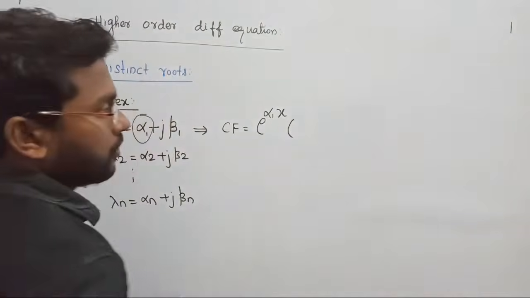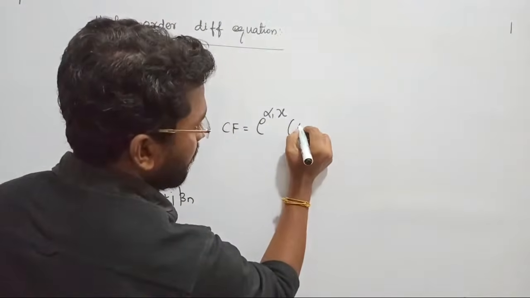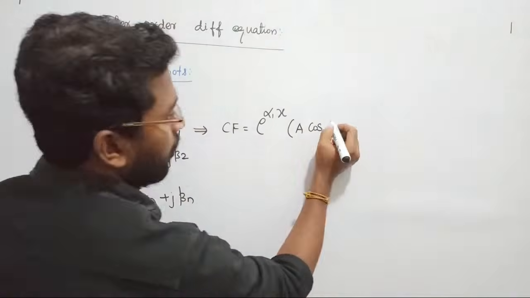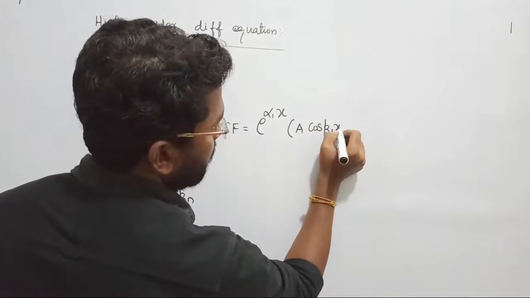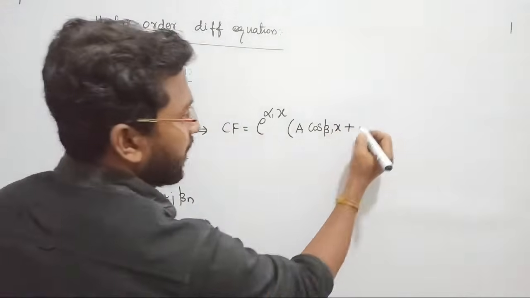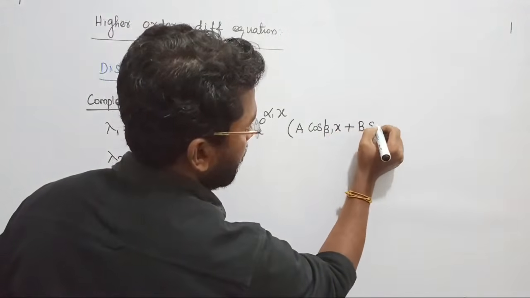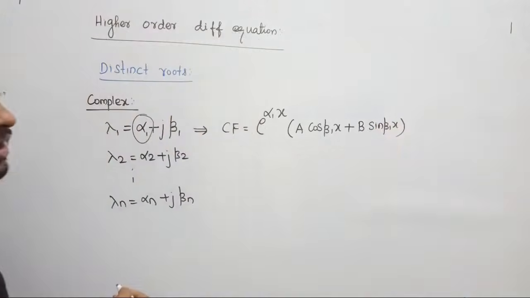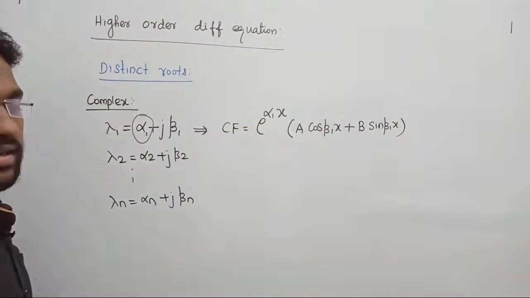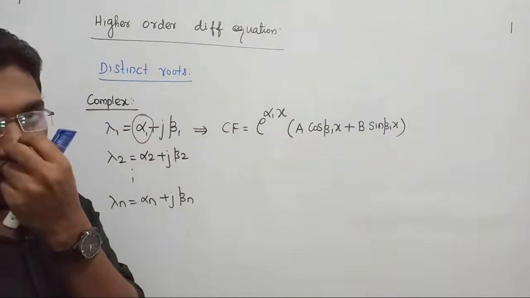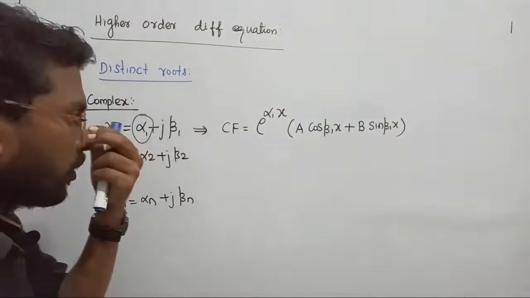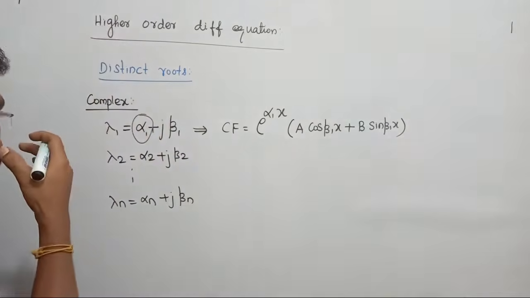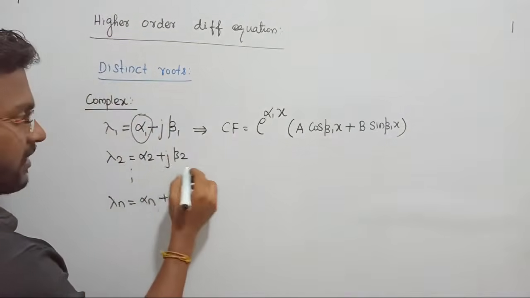Open a bracket and consider arbitrary constant A into cos of beta 1 with respect to x, plus a second arbitrary constant B into sine beta 1 with respect to x. Clear? A and B are arbitrary constants. While solving the problems, I will let you know how to find those values. They will give you some clue to find these two. Fine. Let's consider the second case.